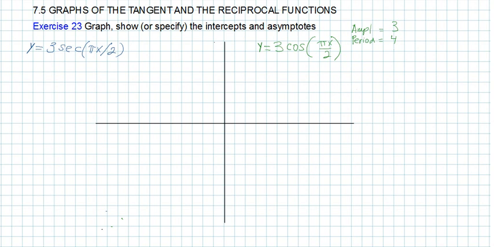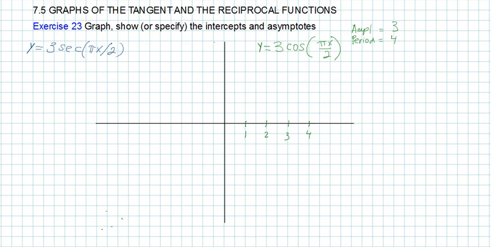And so I cut my period in 4 parts, so each part is going to be 1. So 1, 2, 3, 4. So I cut this period into 4 parts and 4 quarters. And looks like now I'm ready to draw my cosine.